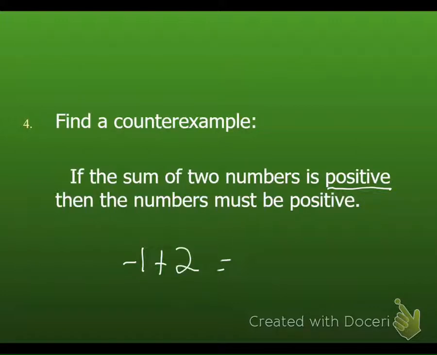Nice job, you two. Oh, I still wrote the wrong answer, though. Let's try it again. So here, you see that you had a sum of two numbers that was positive, but the numbers that came from it that we added up were not both positive.